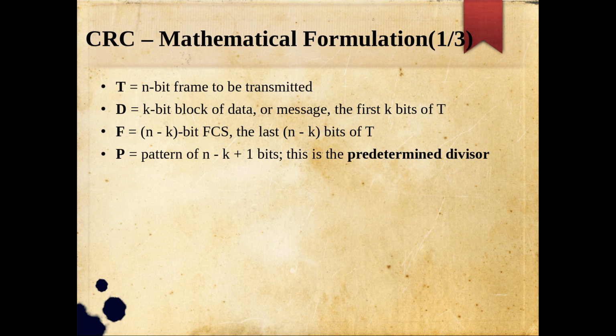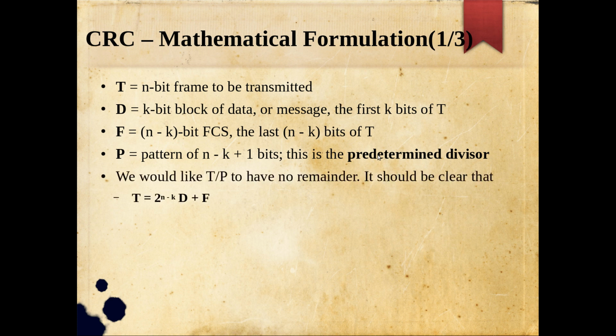And the selection of the pattern, this n minus k plus 1 bit pattern P, that special pattern using which you are performing the division and checking everything, has a crucial role in that, and people are doing a lot of research on it, and I will share some results at the end. So this is our predetermined divisor, which is determined before the actual process and is communicated to the receiver by the sender.